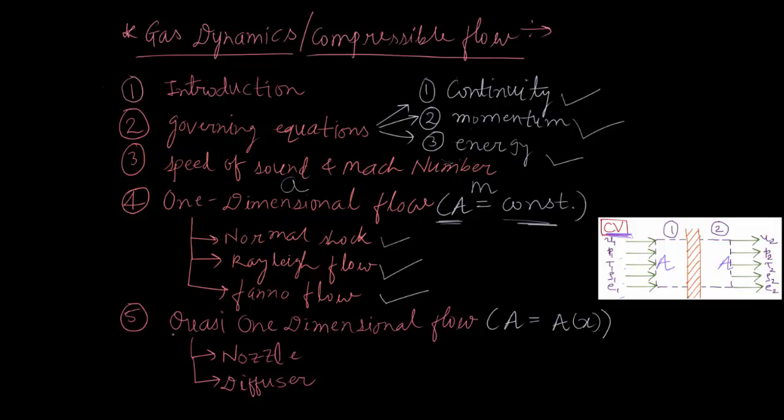Then we will move on to what is called quasi one dimensional flow, in which our area A is a function of x direction. It is called quasi one dimensional flow because properties such as pressure, density, temperature are functions of x only. They are constant in y and z direction. Such type of flow occurs in nozzle and diffuser.